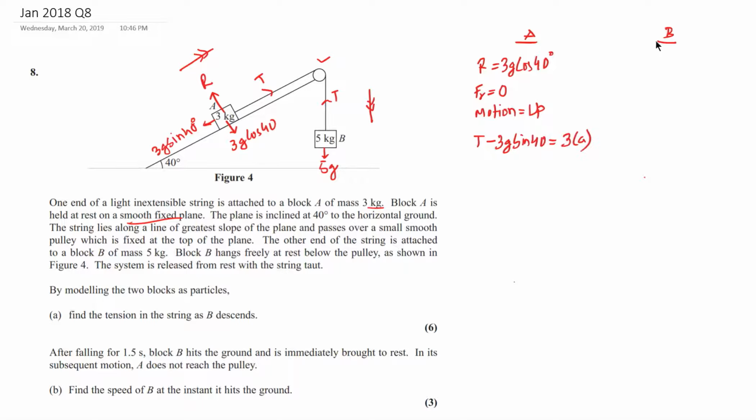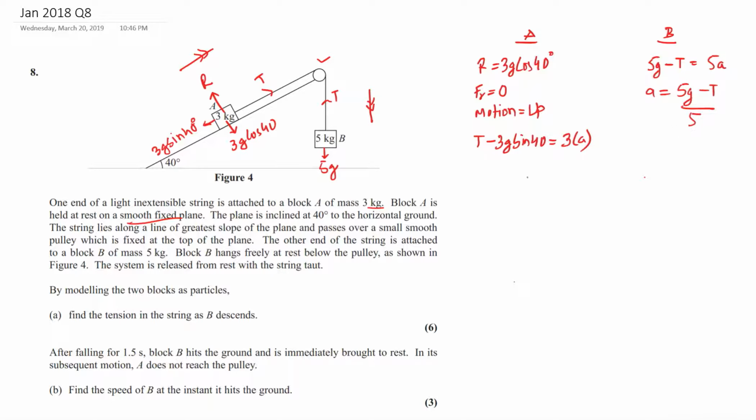Now let's gather the information for B. So B is straightforward, it is moving downward, so down minus up equals ma. So it will be 5g minus T equals to 5 into a. As we need to find the value of T, we can substitute a from equation 2. So a will be equal to (5g minus T) divided by 5.